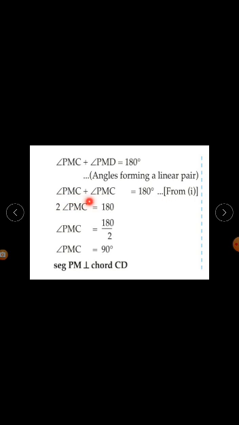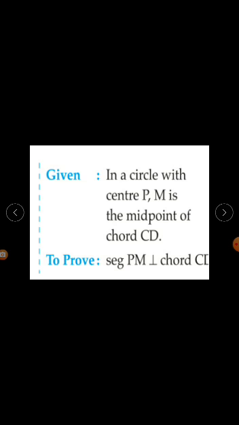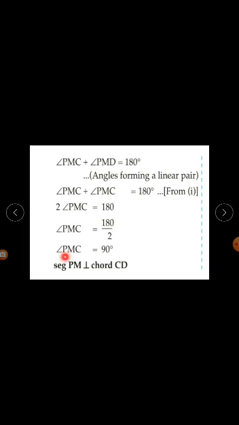So angle PMC plus angle PMC is 2 times angle PMC equals 180 degrees. Therefore, angle PMC equals 180 divided by 2. Therefore, angle PMC equals 90 degrees. If angle PMC is equal to 90 degrees, it means PM is perpendicular to chord CD, hence proved.